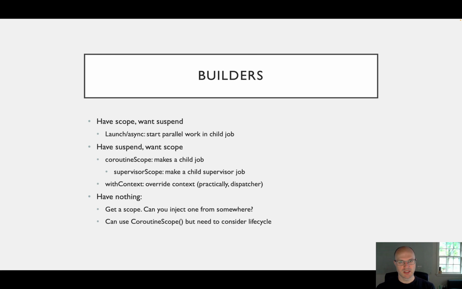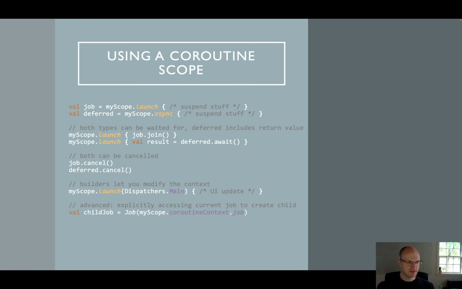So finally, we can show some examples of how this stuff looks. If we already have a scope around, this is what it looks like to use it. In this case, I'm just assuming it's called myScope. And I'm showing examples here at the top of using those two builders, launch and async. Both of them work pretty much the same way. You call them, and inside the block you can call whatever suspend functions you want.